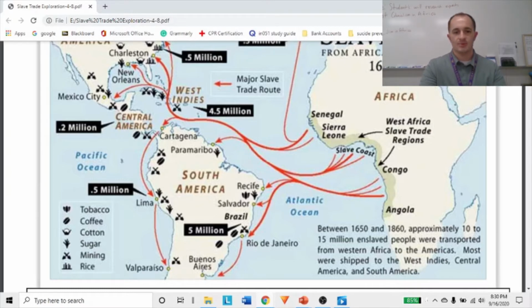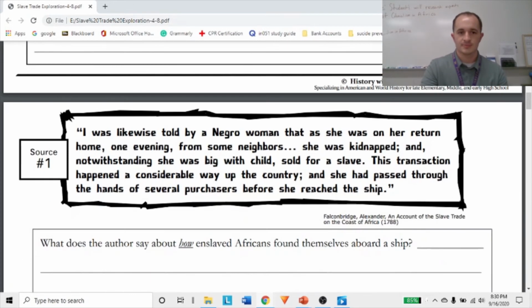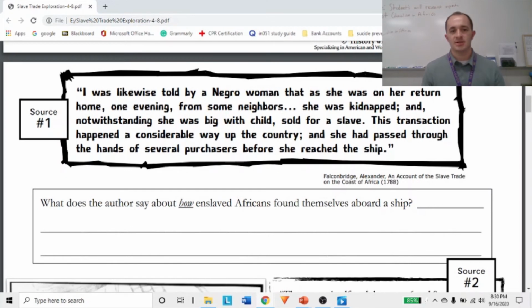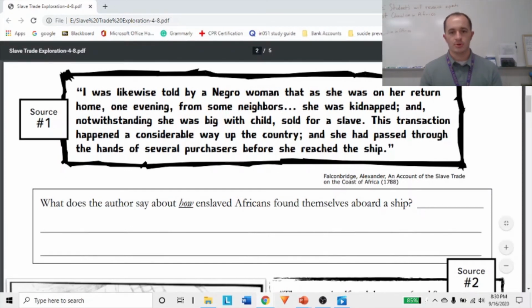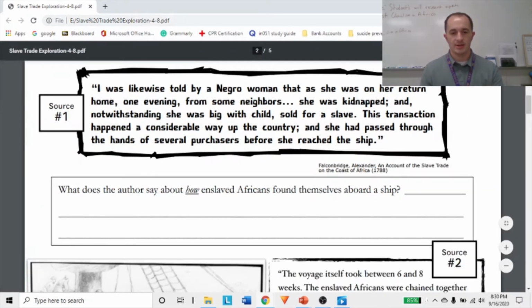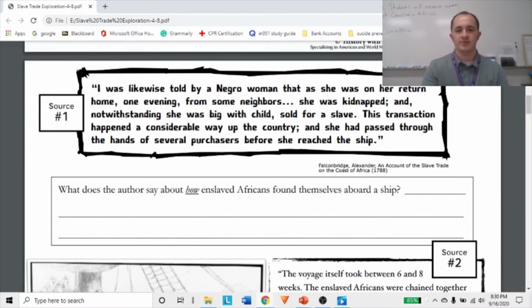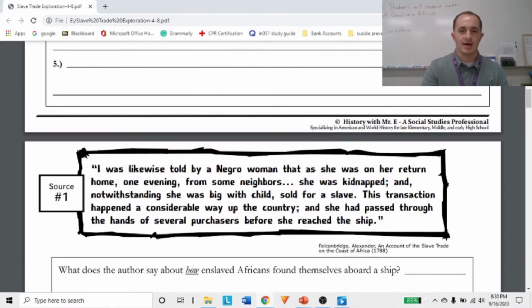Once we have done that and we have written our 5 things in complete sentences, we can move on to the next page. The next page has a number of sources. They're small clips of writings and sources and some images. So what we're going to do is read all of these and then answer the question that follows. For source 1, the question says, what does the author say about how enslaved Africans found themselves aboard a ship?